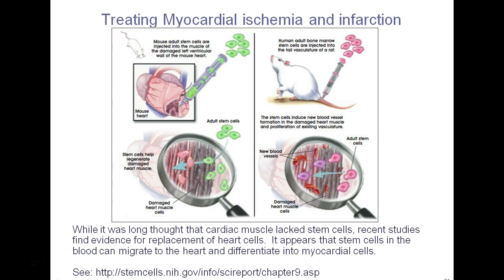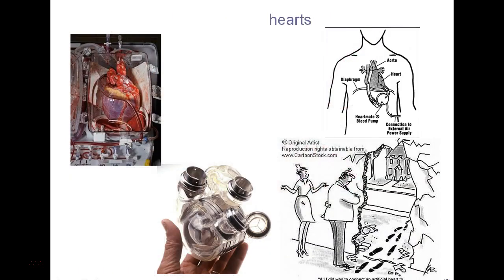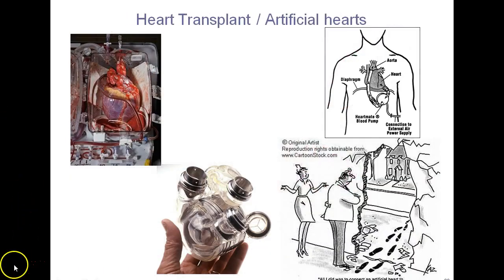As a side note, we can sometimes treat these myocardial ischemias and infarctions by possibly injecting stem cells into the heart, allowing these stem cells to repopulate and build new healthy cardiac muscle tissue. Another possible remedy for these homeostatic imbalances is a heart transplant. Artificial hearts offer a possible future solution for these homeostatic imbalances.